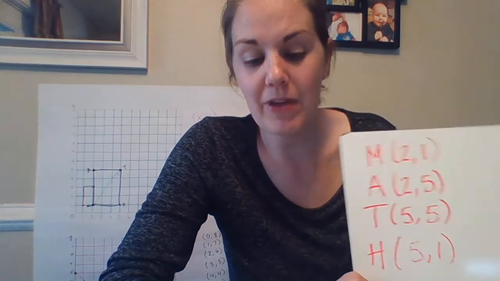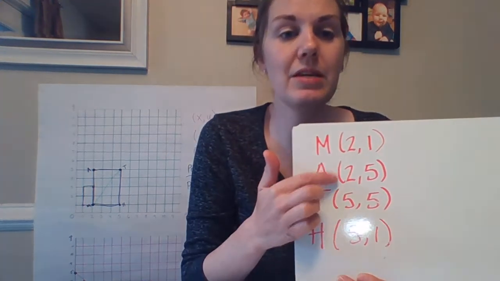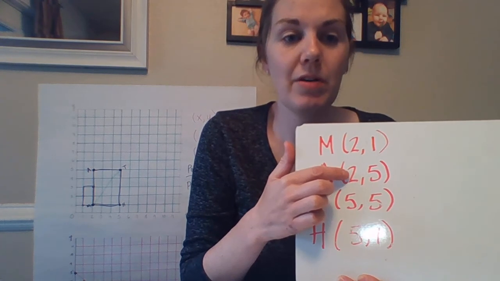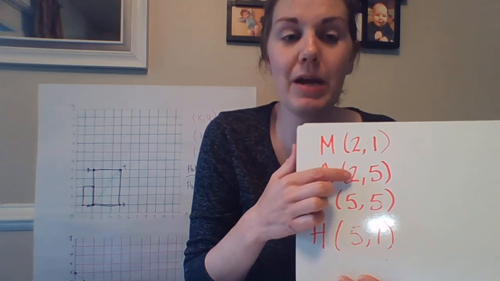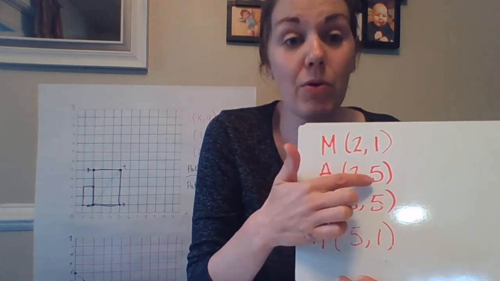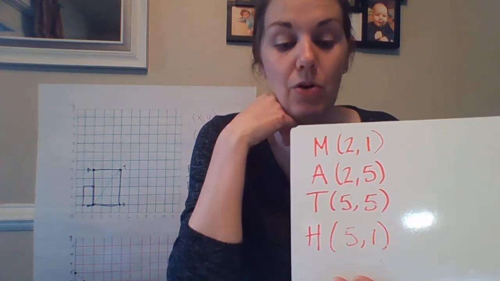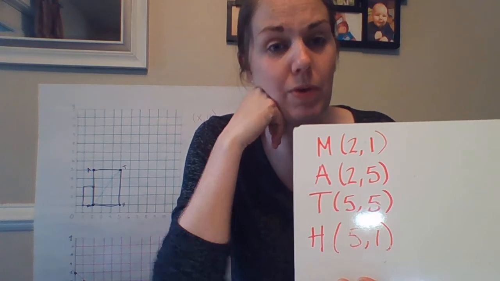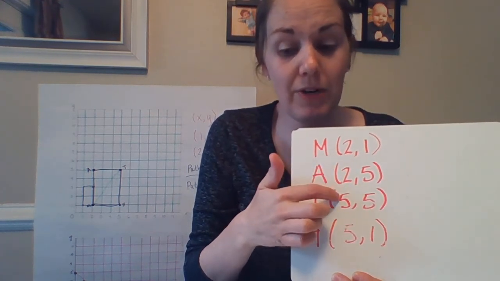The second part of that question says, which are different, the x coordinates or the y coordinates? So on these two, which numbers are the same? We have the x coordinate comes first, remember. So for A, we have 2, and for T, we have 5. For the y coordinates, A is 5 and T is 5. So which are different, the x coordinates or the y coordinates? The answer will be the x coordinates because those are the numbers that are different.